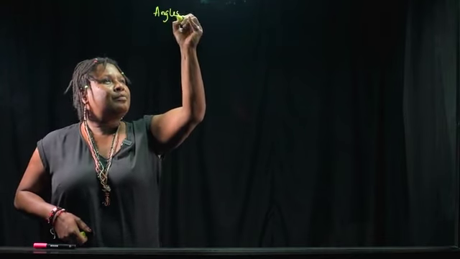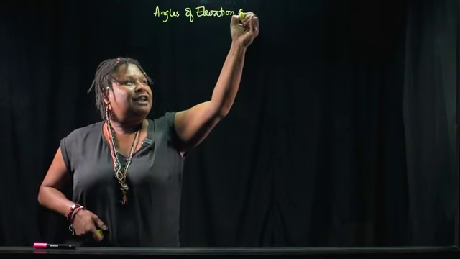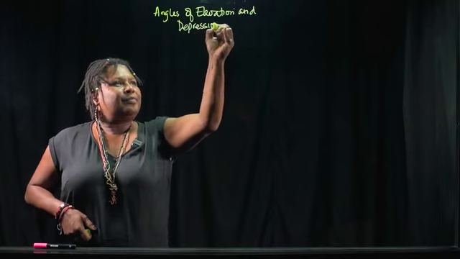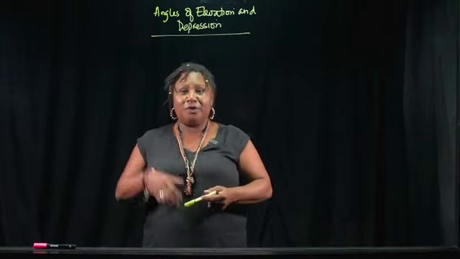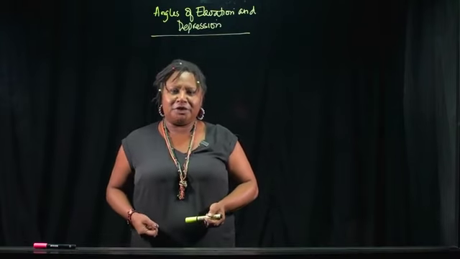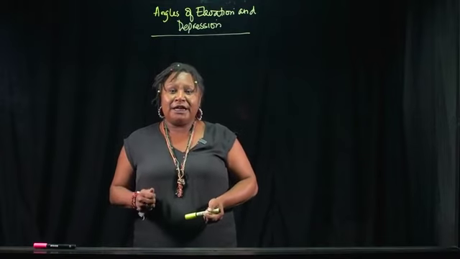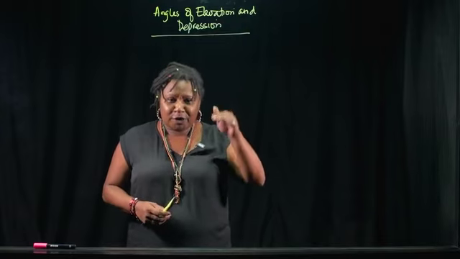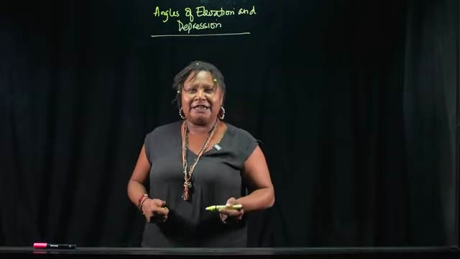Okay, so let's look at angles of elevation and depression. Now, where do we find angles of elevation and depression? They are formed in trigonometry when you are looking up at something or when you're looking down at something. Okay, so let's illustrate this.